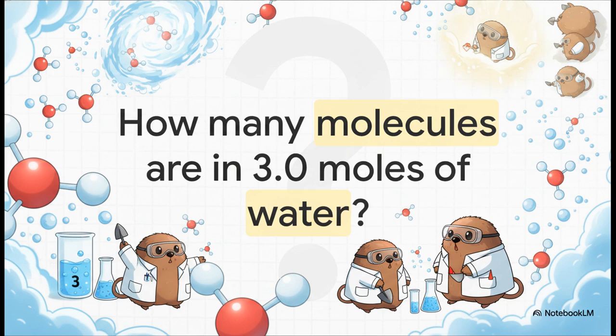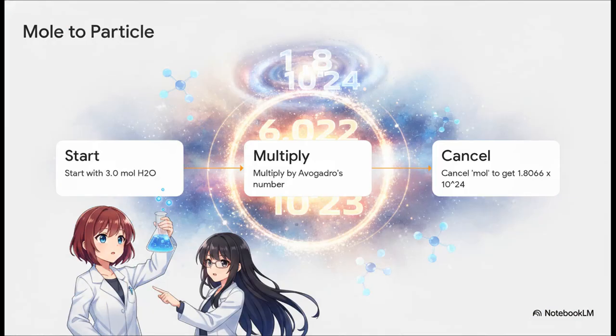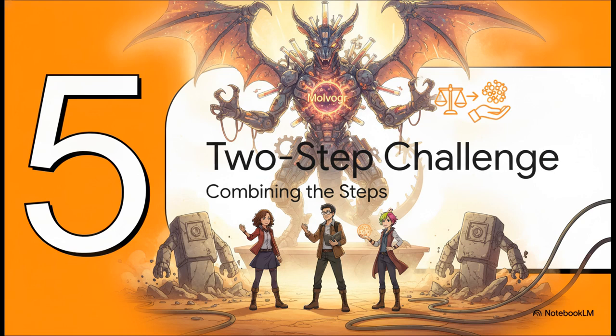So let's try flipping it and going the other way, from moles to particles. What if we need to find the exact number of individual molecules bouncing around inside 3.0 moles of water? Because we're dealing with particle counts here, we don't even need the periodic table this time. We just need Avogadro's number. We take our starting 3.0 moles of water and multiply it by our conversion factor, 6.022 times 10 to the 23rd molecules over 1 mole. The mole units safely cancel out, and multiplying those numbers uncovers a totally staggering 1.8 times 10 to the 24th molecules of water.